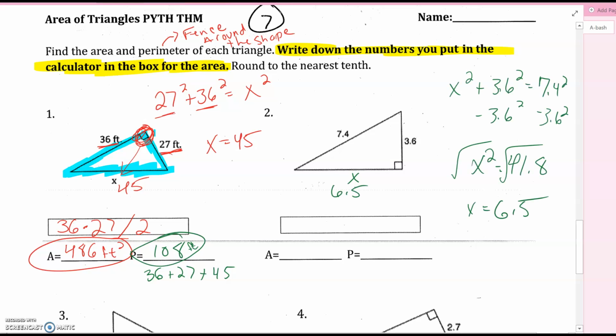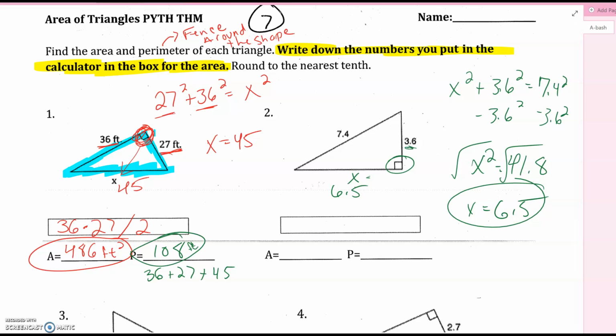So now number 2, I'd put an x here and see if you can solve for x. Since meeting at the 90, these would be my 2 legs for x: 3.6, and 7.4 is the hypotenuse. So I'd have x squared plus 3.6 squared equals 7.4 squared. You end up subtracting. Take the square root, you get x equals 6.5.